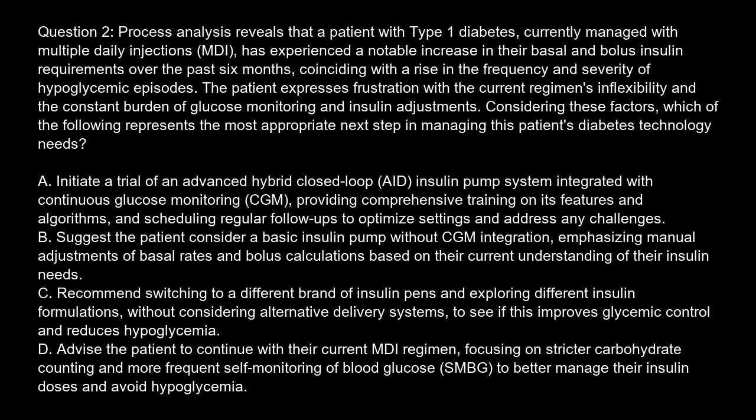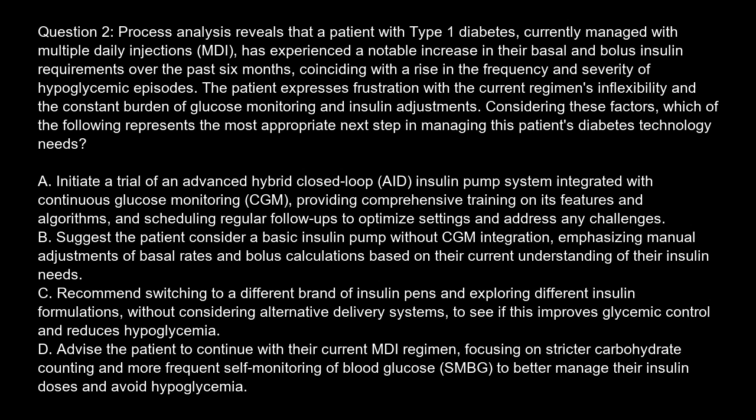Option A. Initiate a trial of an advanced hybrid closed-loop AID insulin pump system integrated with continuous glucose monitoring, CGM, providing comprehensive training on its features and algorithms, and scheduling regular follow-ups to optimize settings and address any challenges. Option B. Suggest the patient consider a basic insulin pump without CGM integration, emphasizing manual adjustments of basal rates and bolus calculations based on their current understanding of their insulin needs.